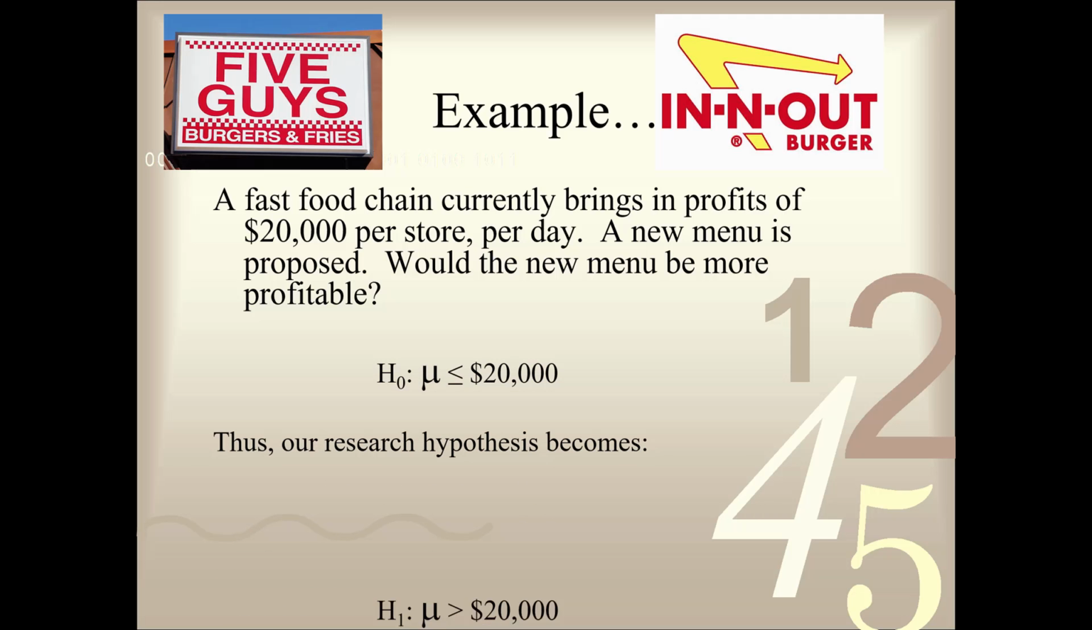So what we're trying to claim, what we're trying to prove and find evidence for, is that the profits are greater than 20,000. So the complement to that, or the null hypothesis, is we don't find that. We find that it's equal to 20,000 or less than 20,000. Okay, so the next step is to actually get the data so that we can enter it.